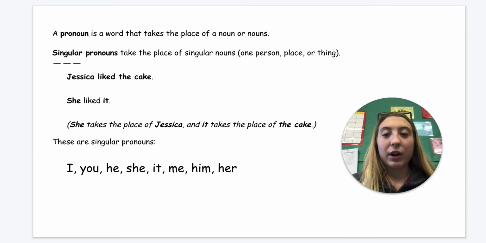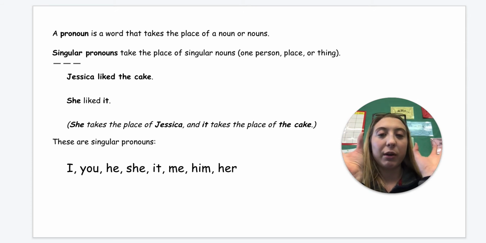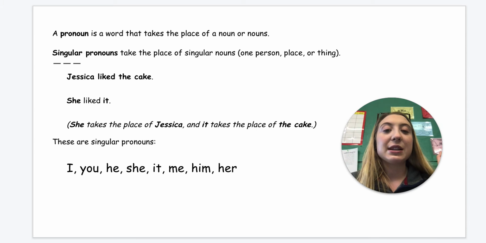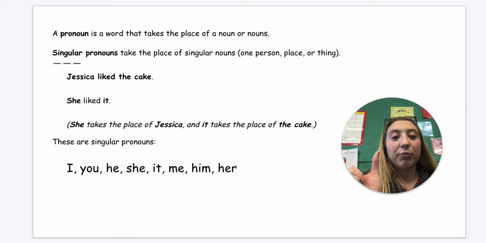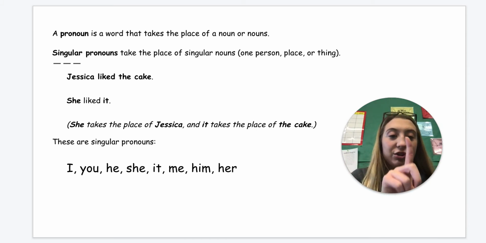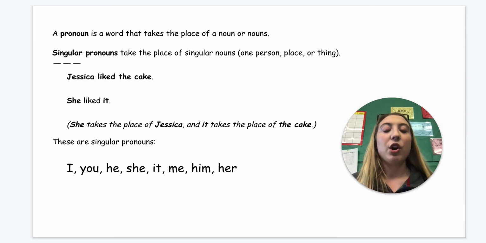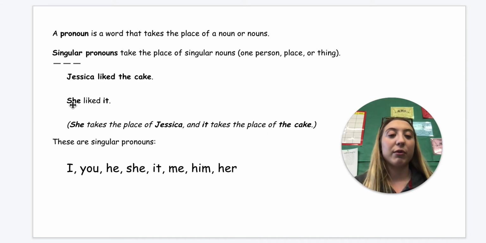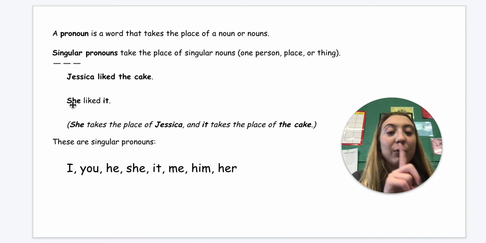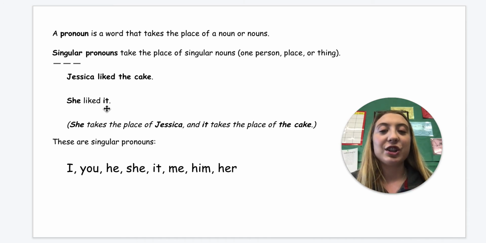And singular pronouns, just like we talked about yesterday between singular and plural, take the place of a singular noun. So a singular pronoun takes the place of a singular noun, which is just one person, place, or thing. So if I said Jessica liked the cake, I'm talking about one person. So my pronoun also has to represent one person. So I said she, because Jessica represents she. It both means one. Liked the cake. She liked it. It takes the place of a cake. So these are going to be our singular pronouns.